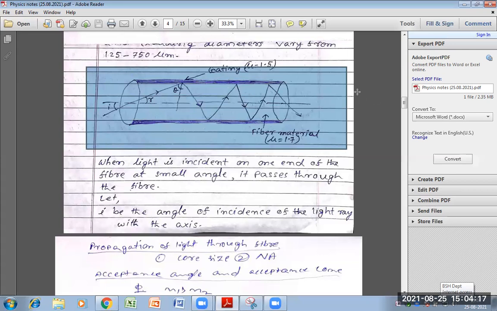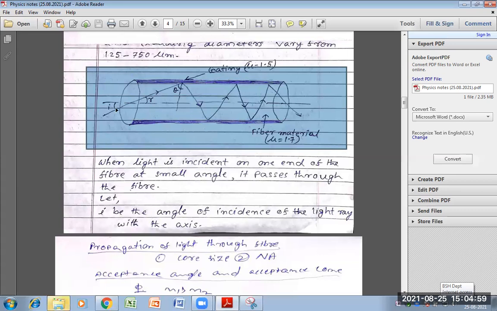So when light is incident on one end of the fiber at a small angle, it passes through the fiber. Let i be the angle of incidence of the light ray with the axis. Now r, this part, look at my cursor, this part, r is the angle of reflection. And if theta is the angle at which the ray is incident on the fiber boundary, then this theta is equal to 90 degree minus r.